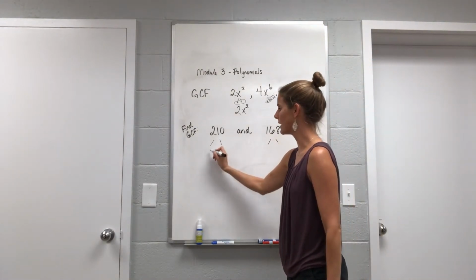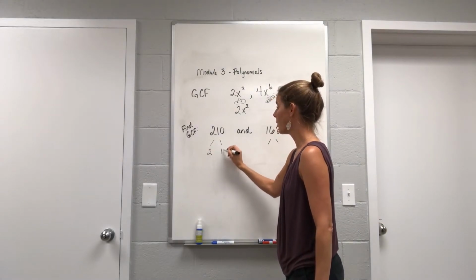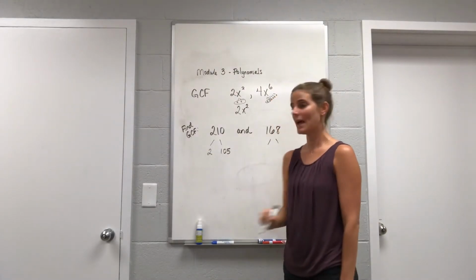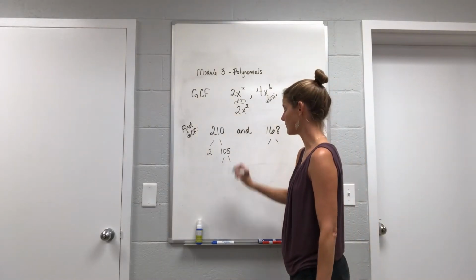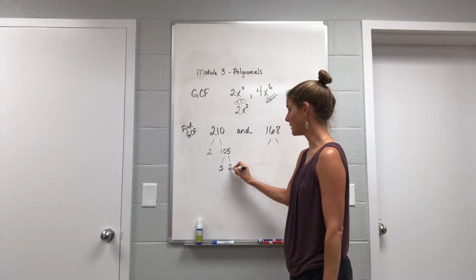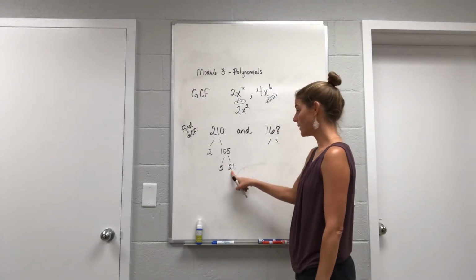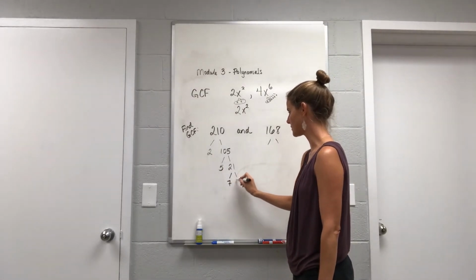So we're going to look at 210. I know it's even, so I know that 2 goes in there. So 2 times 105. And 2 is prime, so I can't take anything else out of there. So I'm going to take this 105. Well, I see that 5 goes in there. So 5 times, and that would be 21. 21 is not prime, 5 is. So I'm done with the 5. 21 would be 7 times 3.